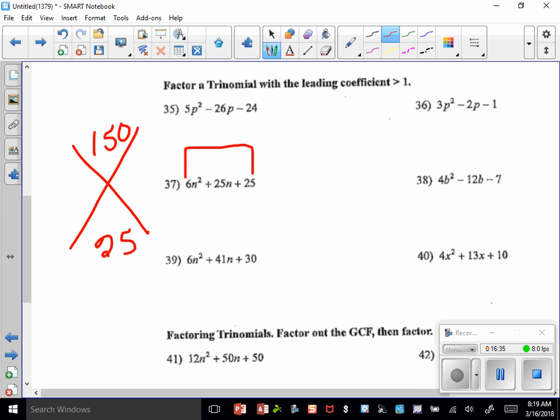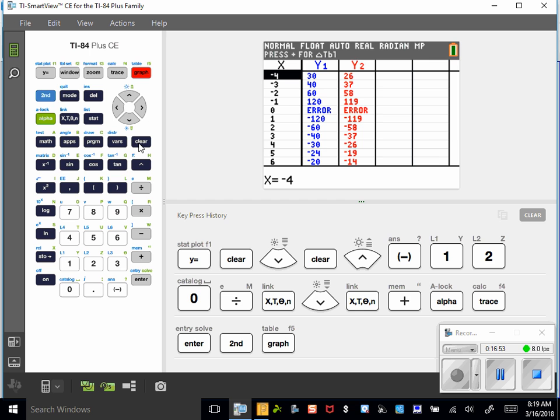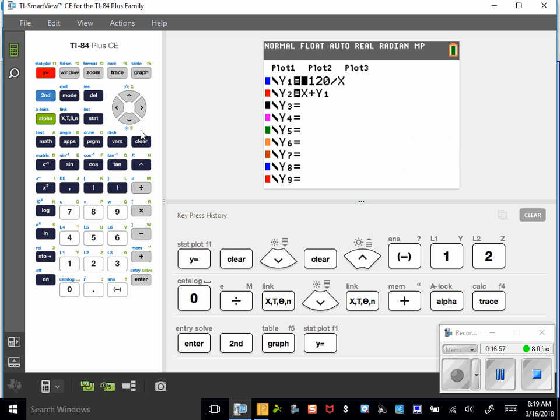Okay, so now we need to know, and some of you may not even need to put this on a calculator. You could actually do this in your head. You already know what times what will give me 150 and add up to 25. If you feel like you can do that, you don't need to use your calculator. Okay, if not, then go to your calculator. Okay, hit your Y equals key. Okay, we're going to put in 150 divided by X.